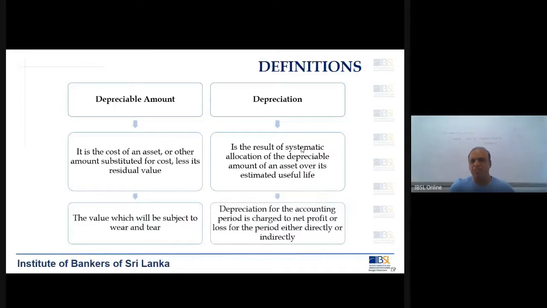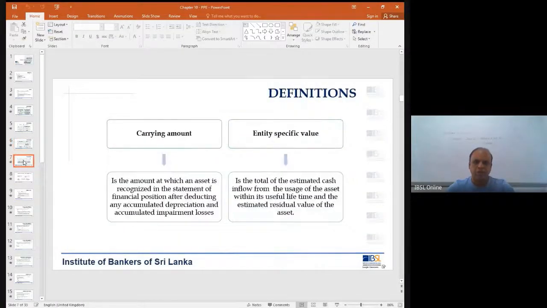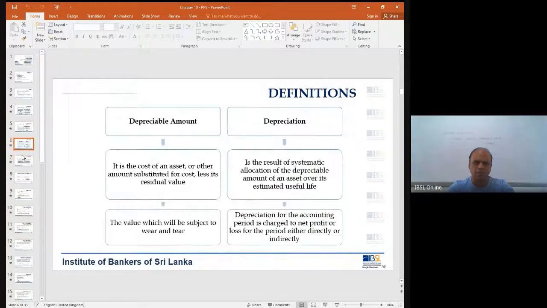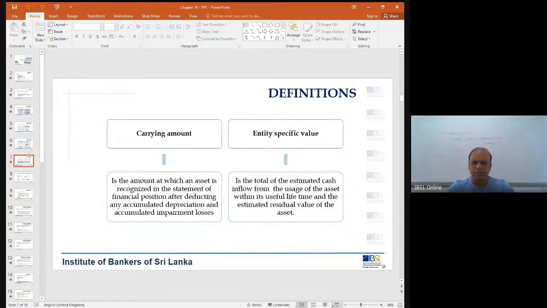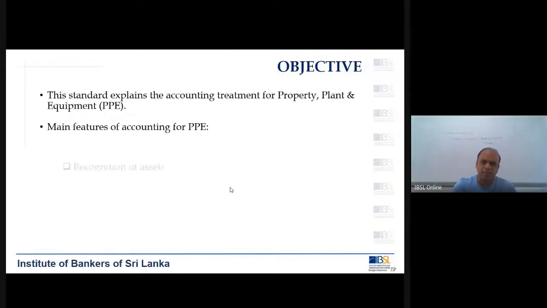So depreciation for the accounting period is charged to the net profit or loss for the period either directly or indirectly. Okay. There is one more definition, and we will finish that and then we'll go. I'll come to the depreciation part of it once we complete these two. Then we look at the carrying amount. As I told you earlier, we didn't look at carrying amount. I can go back and tell you where it was.